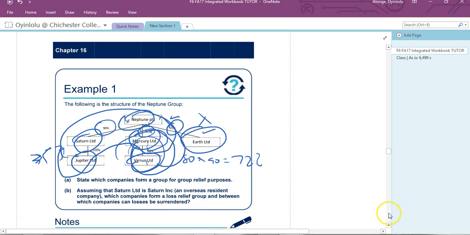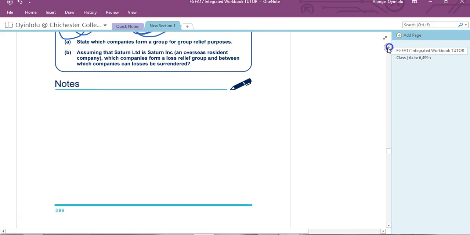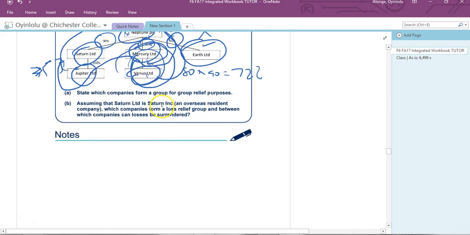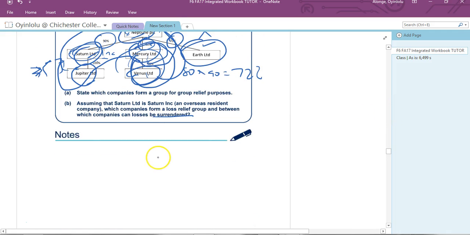That's the first point, really. We were just trying to understand what these relationships are. It says here, assume Saturn is Saturn Inc., so it's overseas. Companies form a loss relief group between each company. Neptune can still have a relationship with Jupiter, even if this was Inc. But nothing can be given to Saturn, and Saturn cannot claim anything. I'll send you this document so you can play with it to understand clearly this question of the effective interest of 75%. Cool, great stuff.